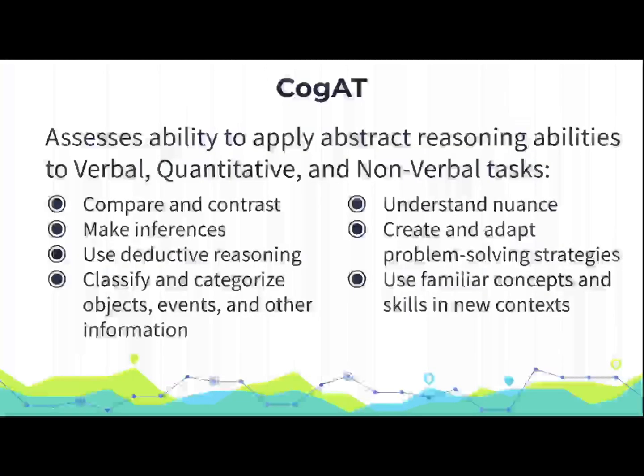CogAT assesses a student's ability to apply abstract reasoning skills to verbal, quantitative, and nonverbal tasks. This is different from an achievement test, such as MAP, which assesses a student's understanding of math concepts or ability to comprehend what they read. Instead, CogAT looks at a student's ability to compare and contrast, make inferences, use deductive reasoning, classify and categorize, understand nuance, create and adapt, and use familiar concepts and skills in new contexts.